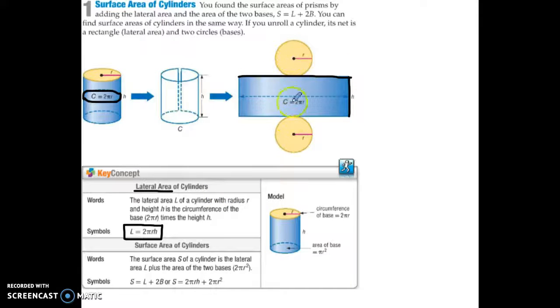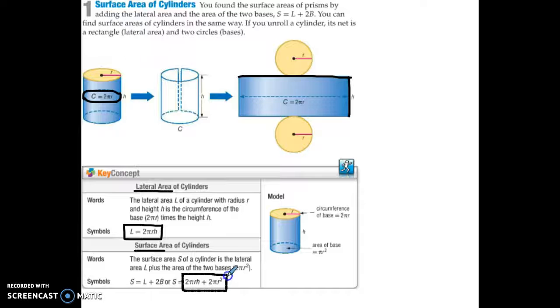And now I have these two circles. Well, the area of a circle is pi r squared. So since I have two of them, it's 2 times pi r squared. Alright, so the formula you want for total surface area is this right here. This is what you want to write down.